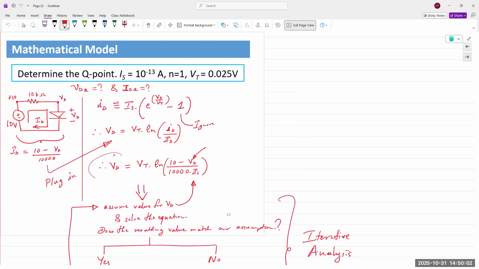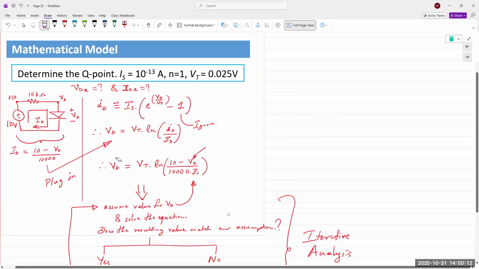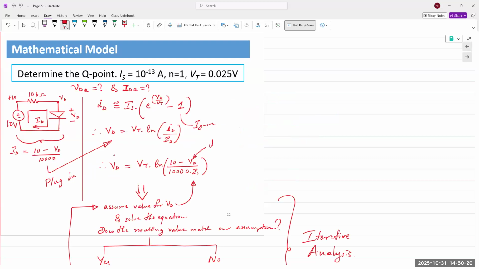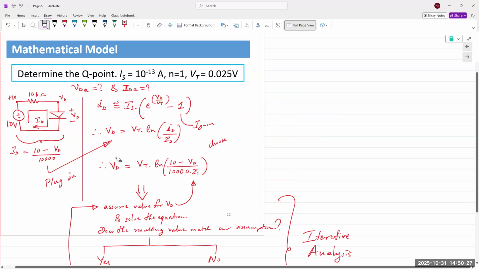So my diode equation is here: VD is equal to VT log of (10 minus VD over 10,000) over IS. I have VD on both sides. Transcendental equations can't be solved using just plug and solve, okay? So what I do is I choose a starting point for VD. And I have the table in the next slide.